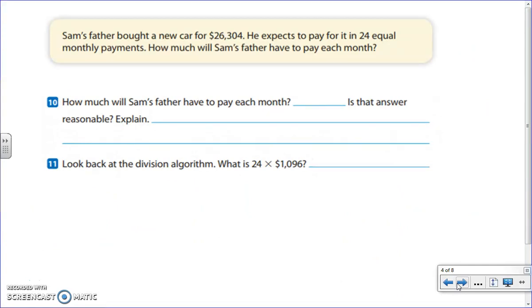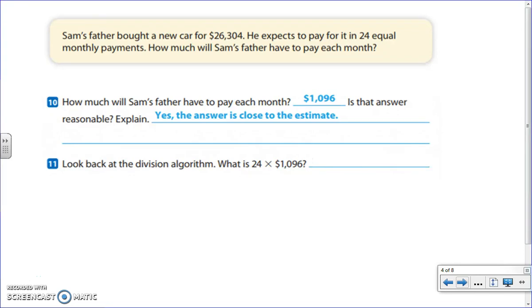It says, how much will Sam's father have to pay each month? Okay, we just calculated that. $1,096. Is that reasonable? Explain. So our estimation was about $1,000, but we had rounded down on his actual price. So we knew that it would be a little more than $1,000. And so, yeah, it's pretty close to what we thought the estimate was going to be.